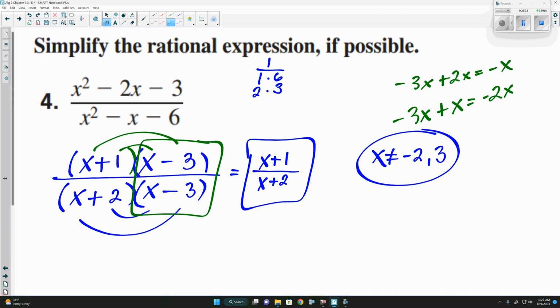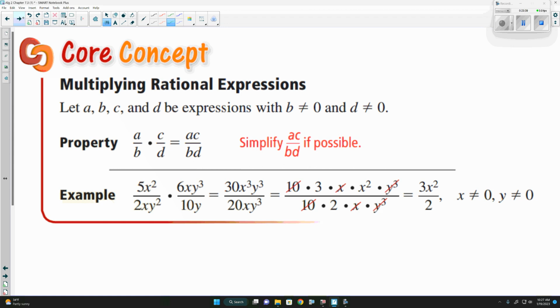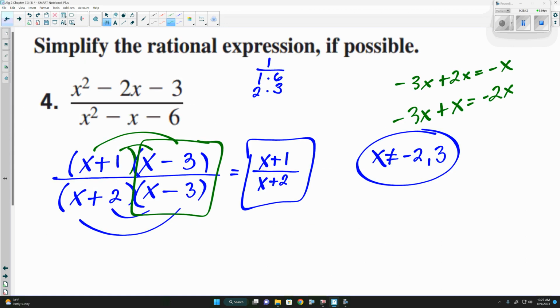Questions on this here? Questions on anything we've done so far? And again, this is kind of why we went back over factoring, because factoring is a big part of this chapter.